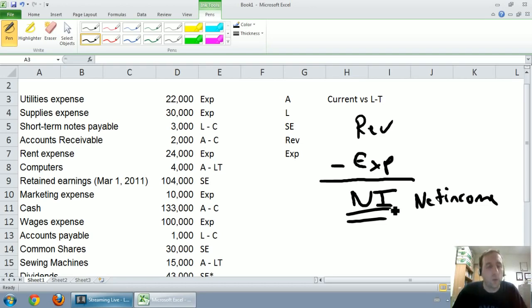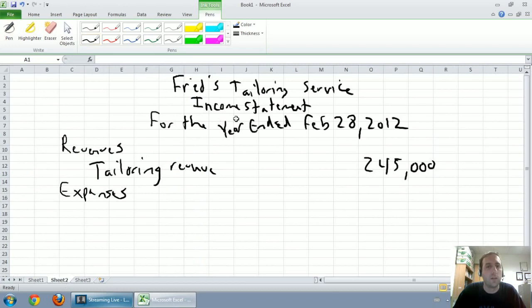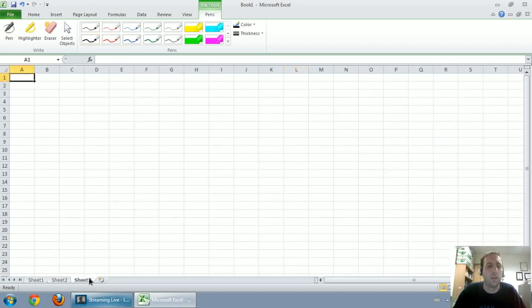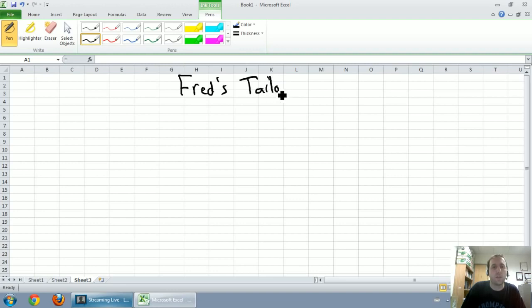Let's do it, and let's format it properly. I'm going to flip over to the next page. Oh, I already started this. So before we do any financial statement, we need to do a title. And the title is always going to be a 3-liner. The first line of our title is the name of our company. And in this case, our company is called Fred's Tailoring Service.